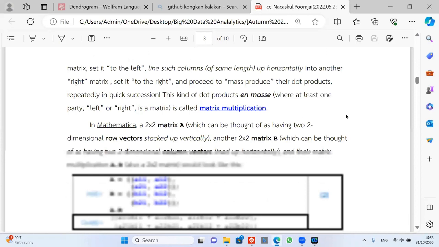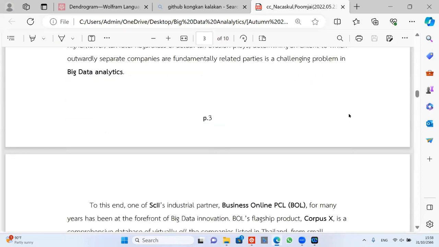There's an example that is actually from real life. I was contracted by the Revenue Department of Thailand, in collaboration with Business Online, which is a partnership with the school. So we were doing this kind of calculation about cross ownership and that sort of thing.